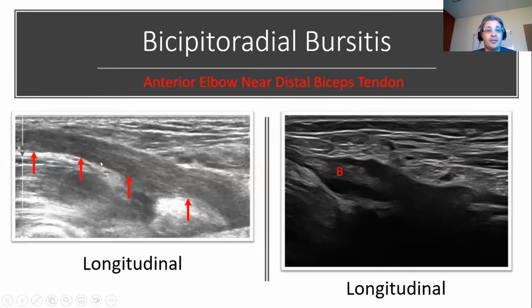Here's a patient that had biceps tendinopathy, as manifest sonographically by a thickened hypoechoic distal biceps tendon. But still, the surrounding soft tissues are normal. We don't see what we see in this case, with this cystic hypoechoic mass surrounding the distal biceps tendon. Bicipital radial bursitis. Bicipital radial bursitis is not inflammation of the tendon, it's inflammation of the bursa that lives adjacent to the distal biceps tendon.